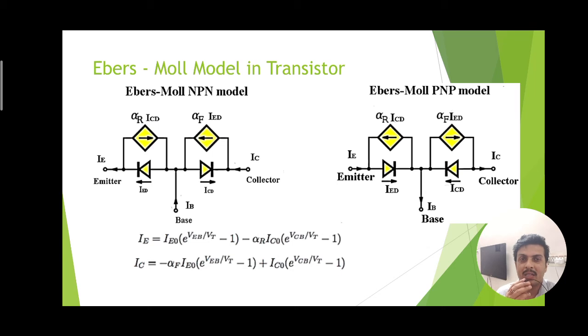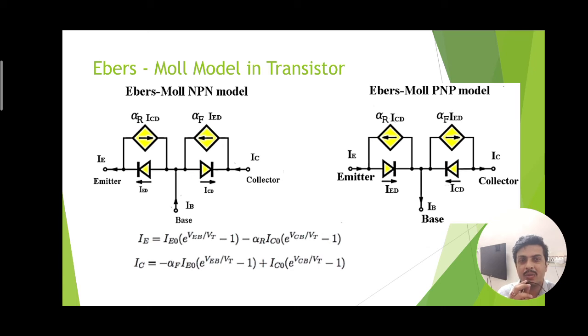So the collector emits a much smaller number of electrons. That is why the alpha R current gain is very low. If we look at the two models of a transistor, that means NPN and PNP, we can get the equivalent Ebers-Moll model for the configuration, and there are current equations.